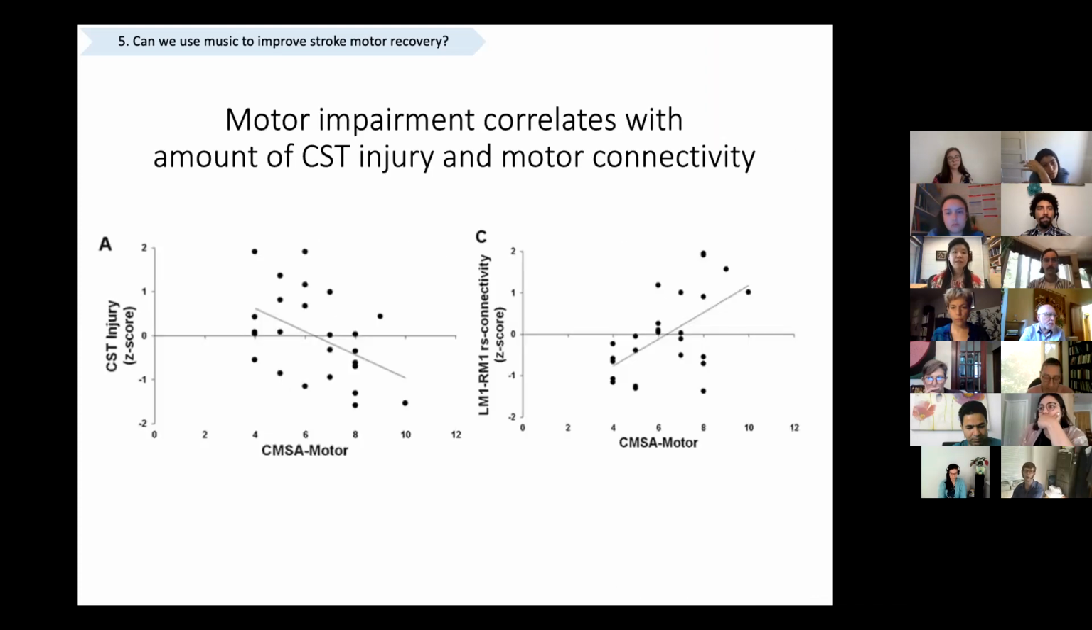What we see here is that there is indeed a relationship between the amount of damage to the corticospinal tract, plotted on the y-axis, or the connectivity between the left and right motor cortex, and impairment. There is a significant relationship between these biomarkers and impairment. So the more damage you have, the more impaired you are. The less connectivity you have, the more impaired you are.